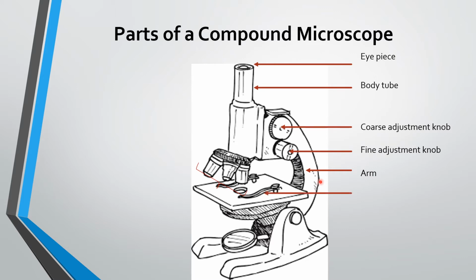And here it has the stage clips, and these stage clips are used to fix the slide onto the stage. And here it is the base, and we keep the compound microscope on a surface with the end of this base. And here it has three convex lenses, and we call them the objective lenses. In one compound microscope there are three objective lenses with different magnification powers. And when observing a specimen, we use only one of these at a time.